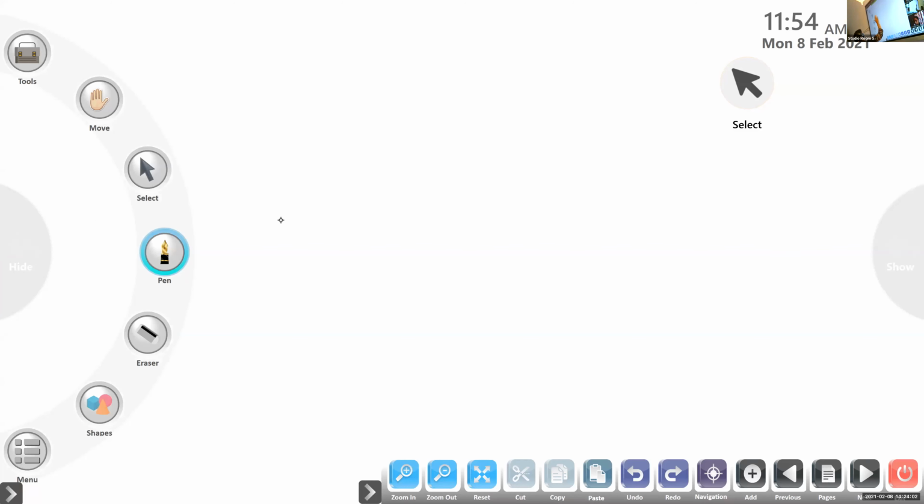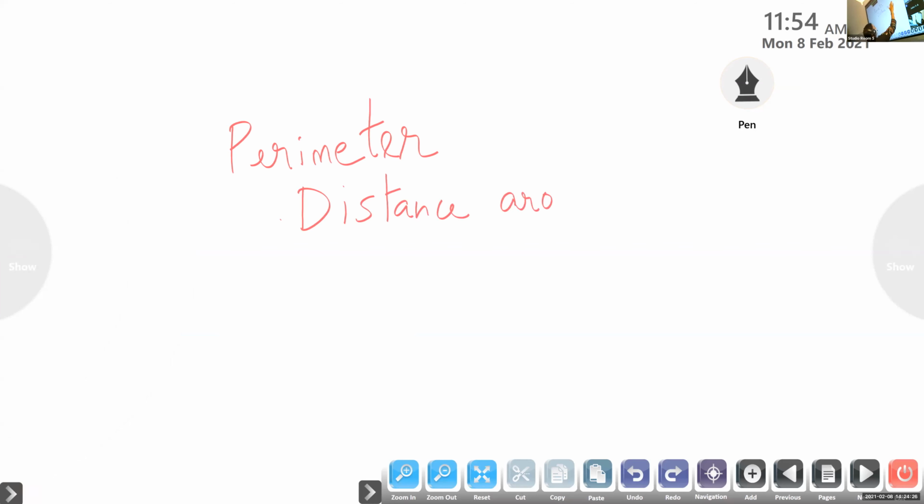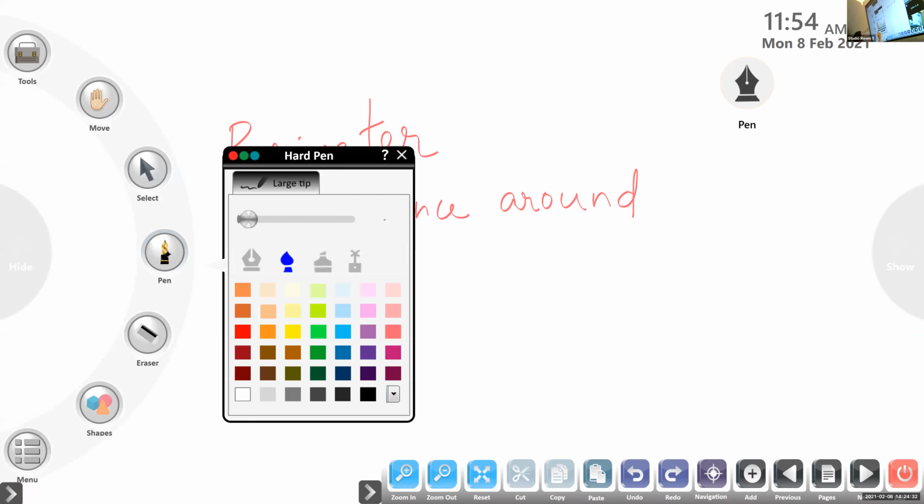So, children, perimeter. What is the spelling of perimeter? Can you tell me? T-E-R or R-E? Perimeter. Okay. So what is perimeter? Distance around a closed 2D shape. Distance around. So I'm just writing the keywords only. Distance around a closed figure.